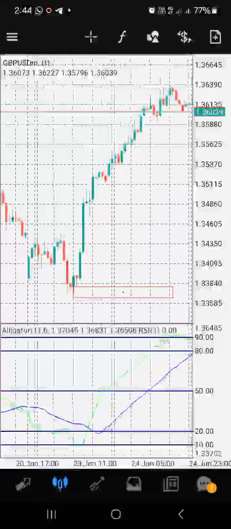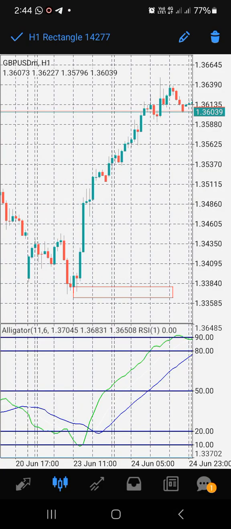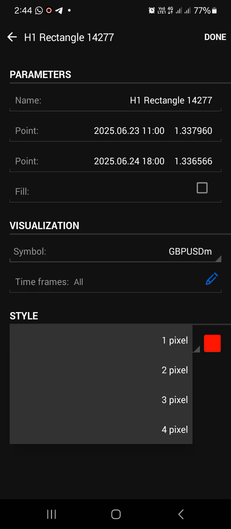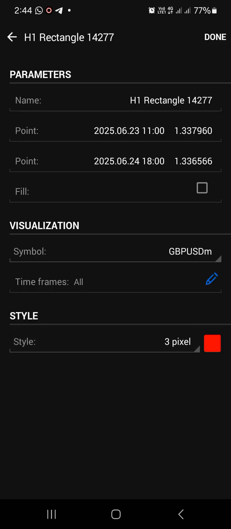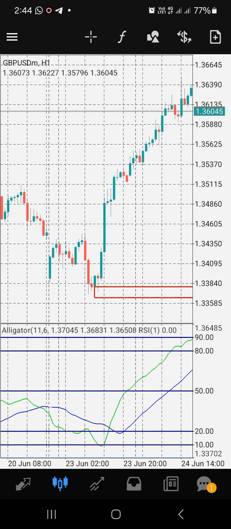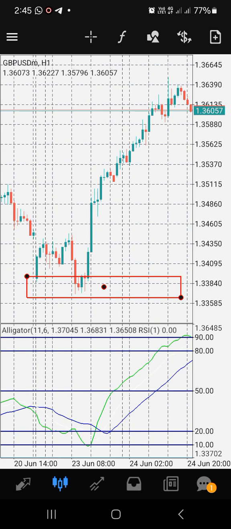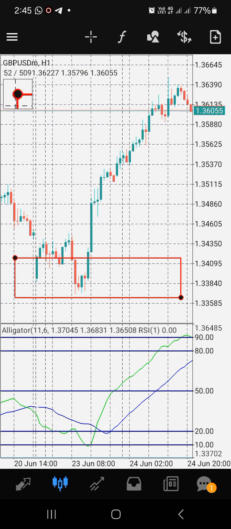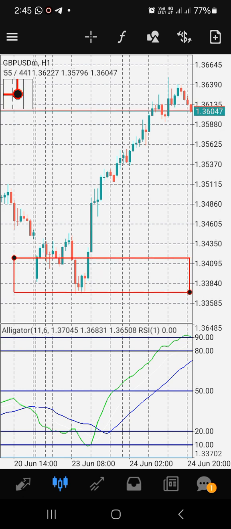You can decide to increase the size of this rectangle. This is how to increase it. You just hold the rectangle. You can take it to 3 pixels so that it will be very clear. So where's the lowest candle? I think this red candle here. That is the beginning. You now touch this downside again and draw it.